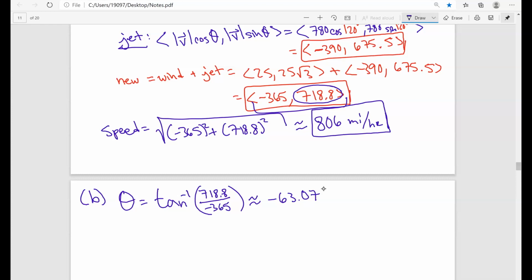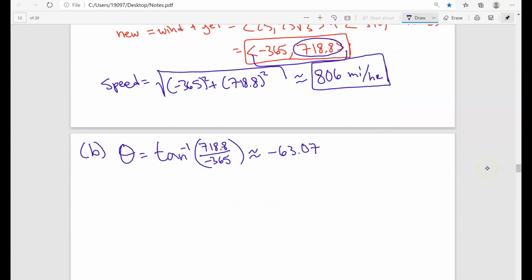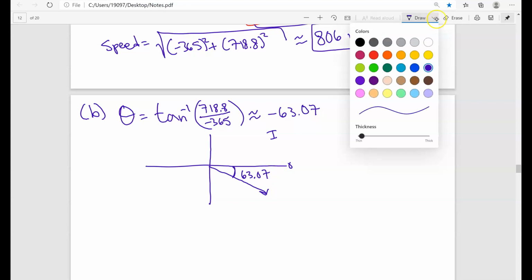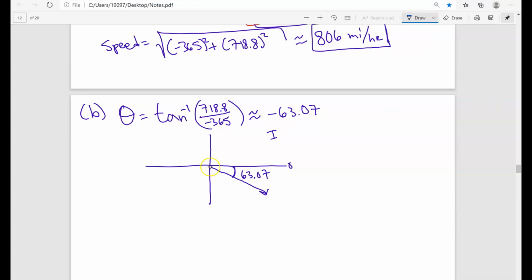So what you have to think about is that inverse tangent gave me this negative angle because I'm in quadrant 4. So here's quadrant 1, here's 0 degrees. So negative 63 is going to be right here. Negative just means that it's going in the opposite direction. I don't want that because I know that my new vector is over here. Let me make it a little better. So my new vector is kind of over here. Well, if I know that this is 63.07, then this guy should also be 63.07. So this angle right here is 63.07.